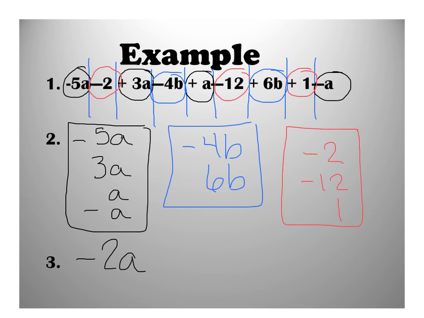Now we go to our next box. We have negative 4b plus 6b. Negative 4 plus 6 would give us 2. So that's going to be plus 2b. And then we go to our last box. Negative 2 plus negative 12 is going to give us negative 14, and negative 14 plus 1 is going to give us negative 13. And that, my friends, is how you collect like terms.